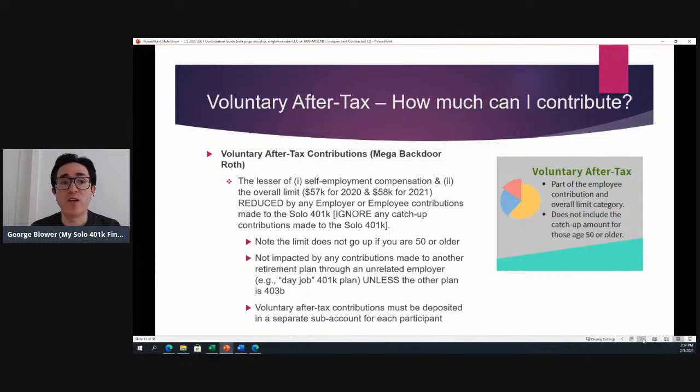Lastly, those voluntary after-tax contributions need to go into a separate sub-account. That's how you could end up with, say, three accounts at Fidelity: one account for your pre-tax money, a second account for your Roth money, and a third account for your voluntary after-tax funds. If you check out the Mega Backdoor Roth webinars, you'll see we go very deep in terms of how it works.